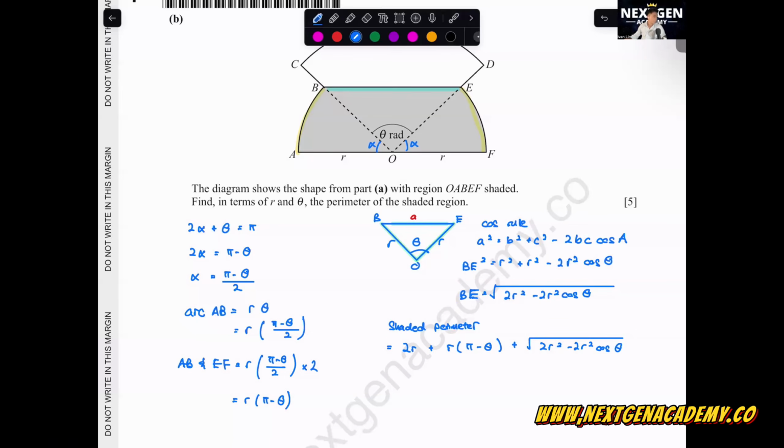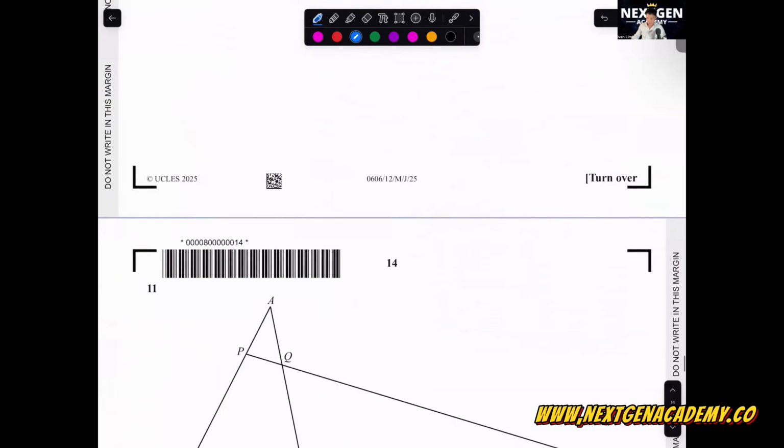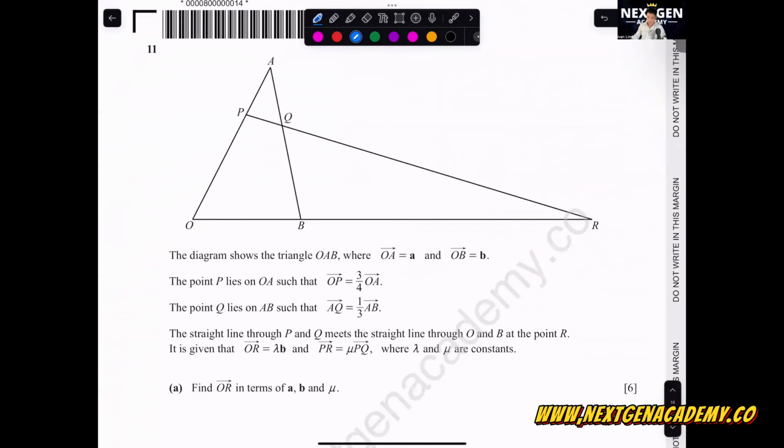Okay, let's go to question 11. Okay, number 11. Vectors. The diagram shows the triangle OAB, where OA is A, OB is B. The point P lies on OA such that OP is 3 over 4 OA.